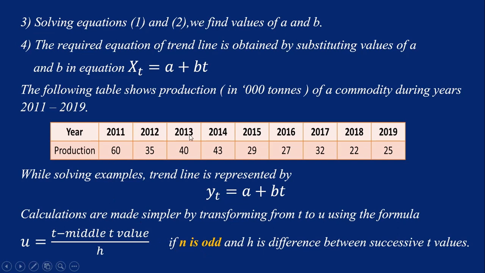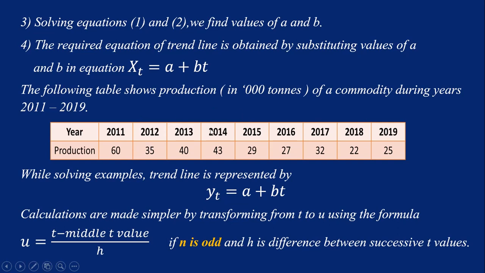So here the number of observations is odd, 9. Okay, so we transform this t to a new variable u. u is equal to (t minus middle t value) upon h. Here h is 1. Now for the middle t value, the total number of observations is 9. Therefore the fifth observation will be the middle observation.